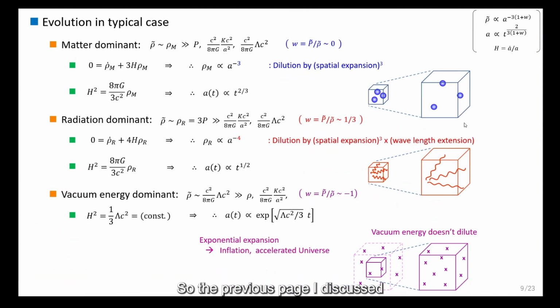So on the previous page I discussed the general parameter W, but now we consider special values of W. If you consider the matter dominant case, that means the energy density is only given by matter energy density. So in this case, the pressure is very small compared to the energy density, and the other components are also small.